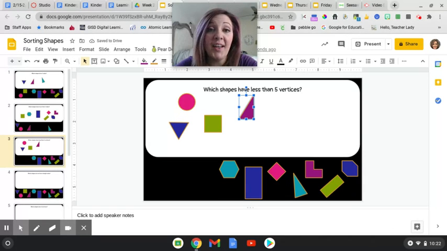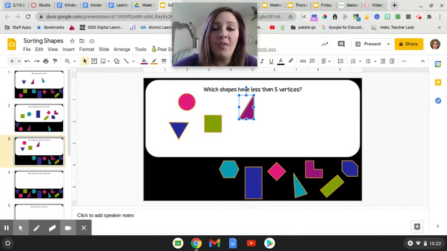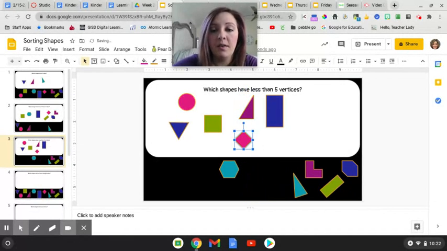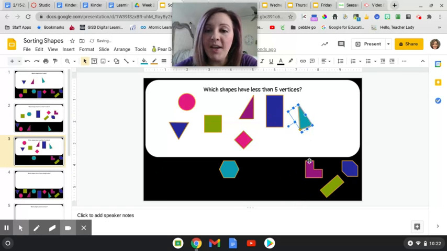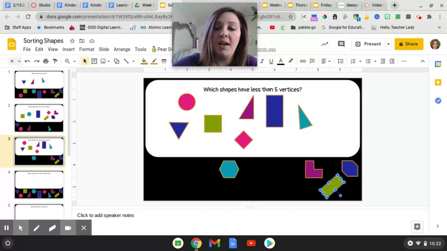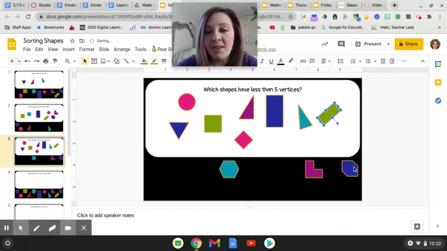A hexagon. A hexagon has 6. So we cannot move that one up. 6 is more than 5. Rectangle. We can move that one up. Square. Triangle. There's this odd shape again. Let's count it again. 1, 2, 3, 4, 5, 6. 6 is more than 5. I cannot put that one in my box. Another rectangle. And this odd shape again has 6. So those 3 shapes have more than 5. So they cannot go in my box. Let's look at our next one.